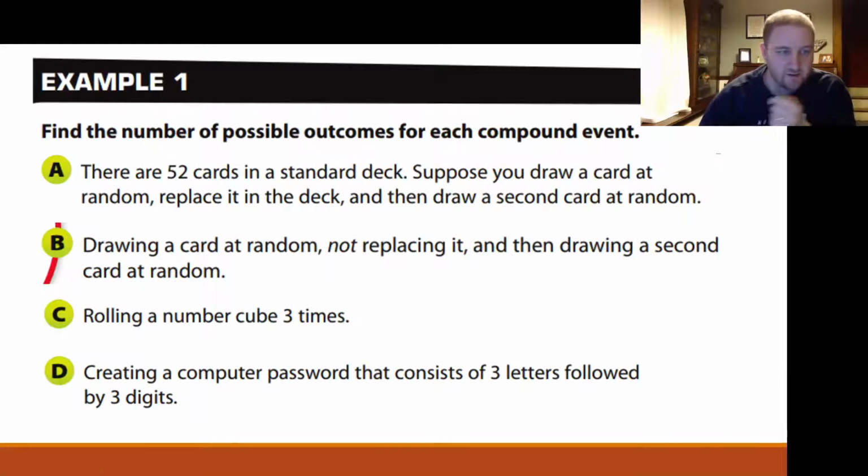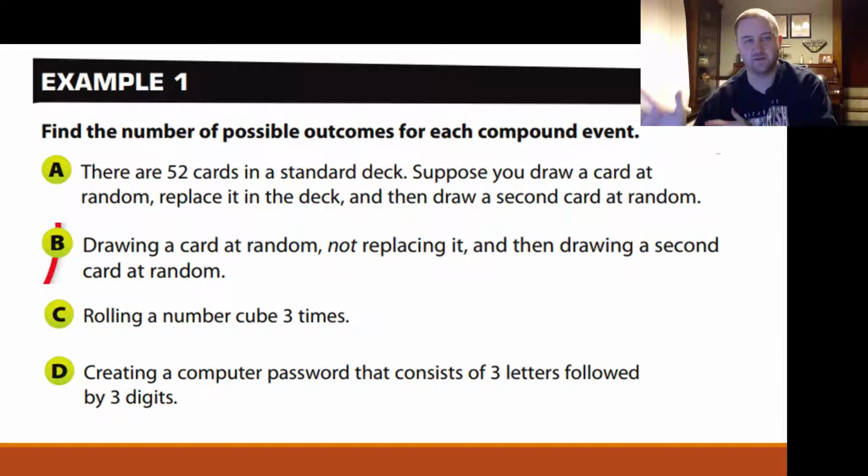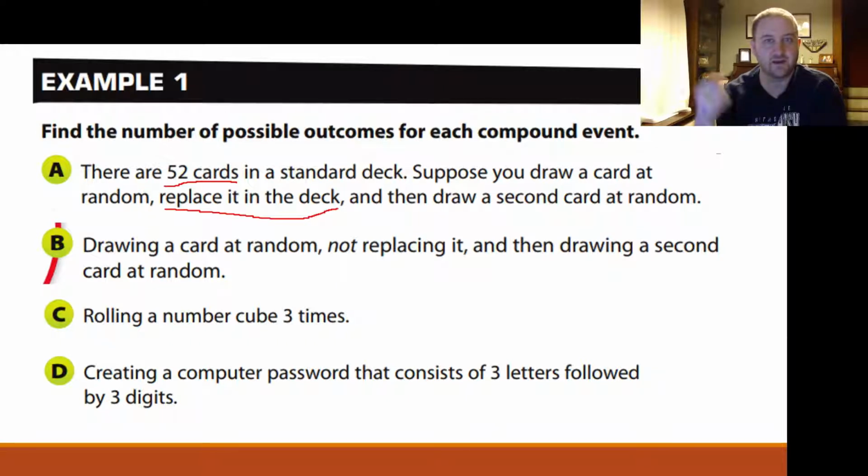Okay? All right, let's look at a couple of examples of how this works. It says find the number of possible outcomes for each compound event. Remember, a compound event is when you have more than one simple event. So here there's 52 cards in a standard deck. Suppose you draw a card at random, replace it in the deck. Okay, this is important. You take the card, you put it back in, and then you draw a second card at random. So there's 2 events here. We're drawing it once, putting it back, and then drawing it a second time.